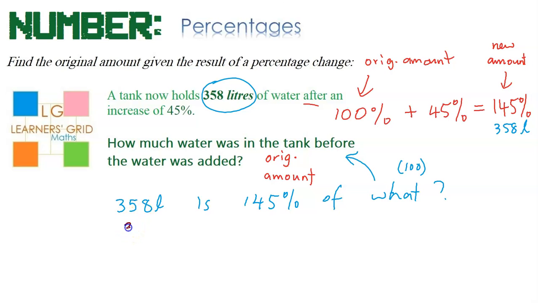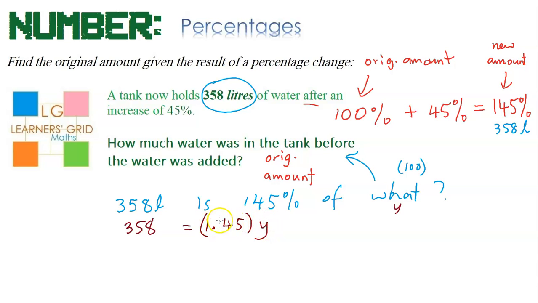So we go 358 means equals 145. Let's turn that into a decimal, I'll put it in brackets, of what? Let's make that a y as a variable because we don't know what it is yet. So this means 1.45 multiplied by y.